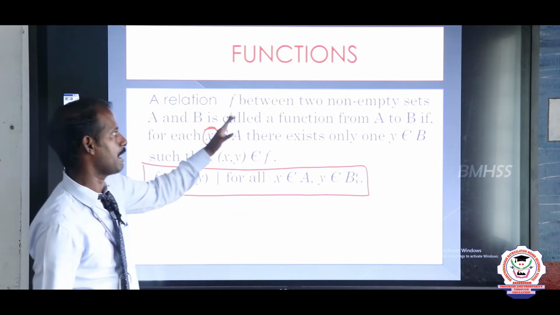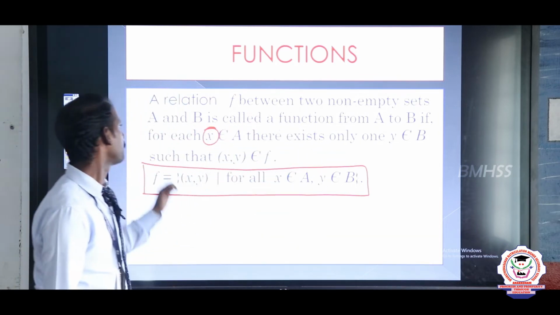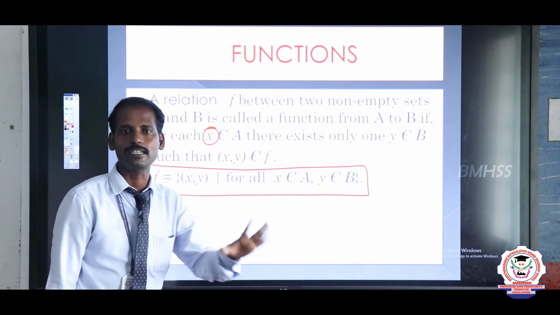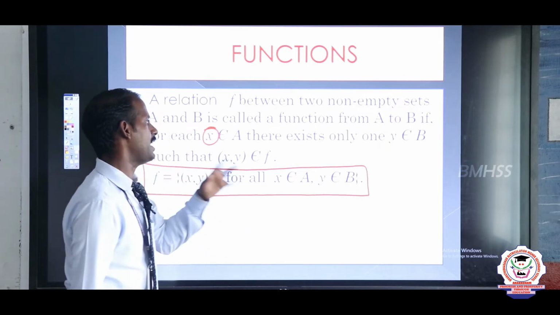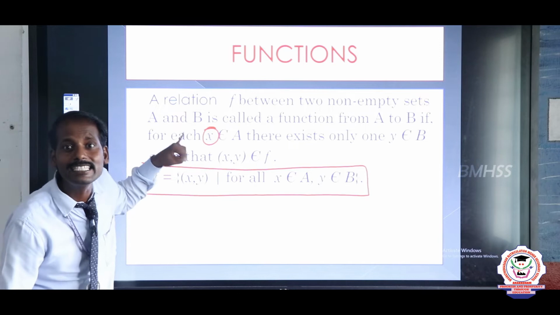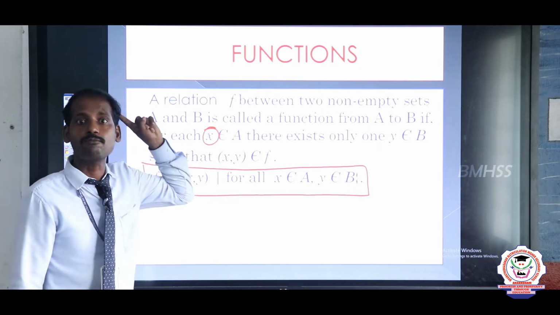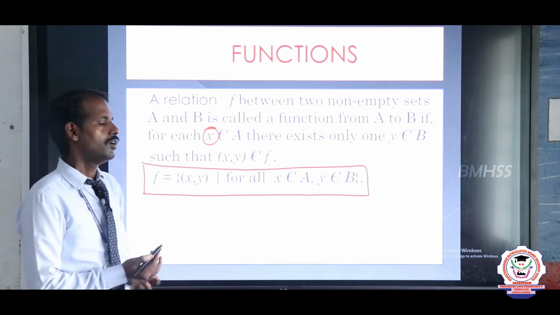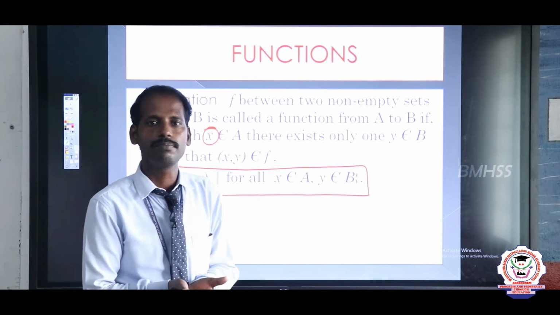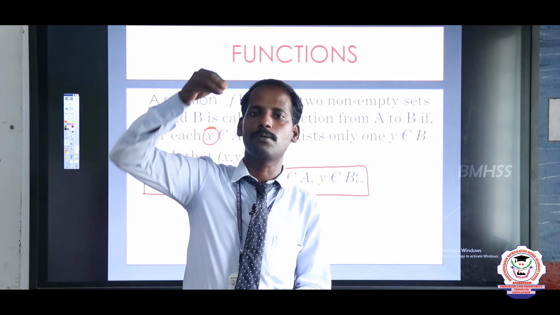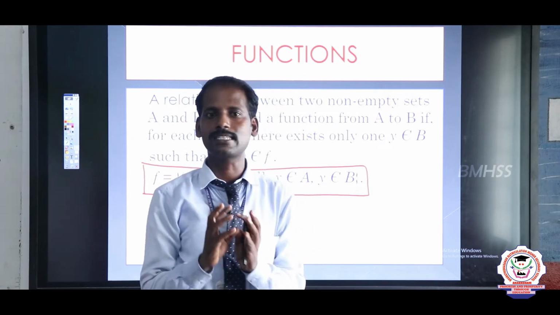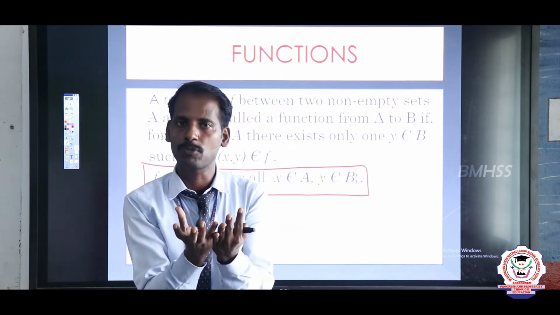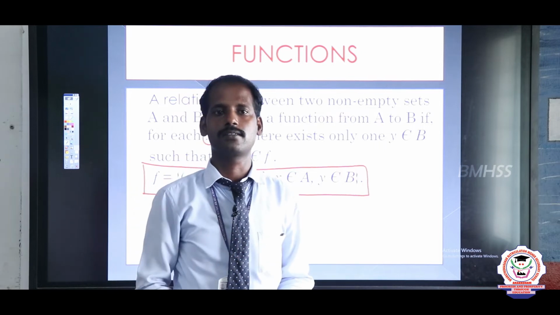So a relation f between two non-empty sets A and B is called a function from A to B if for each x belonging to A, there exists only one y belonging to B. That is the concept. Here is one example: one machine is there, some articles are put in the machine, and we get some shapes of the articles. That is called a function.